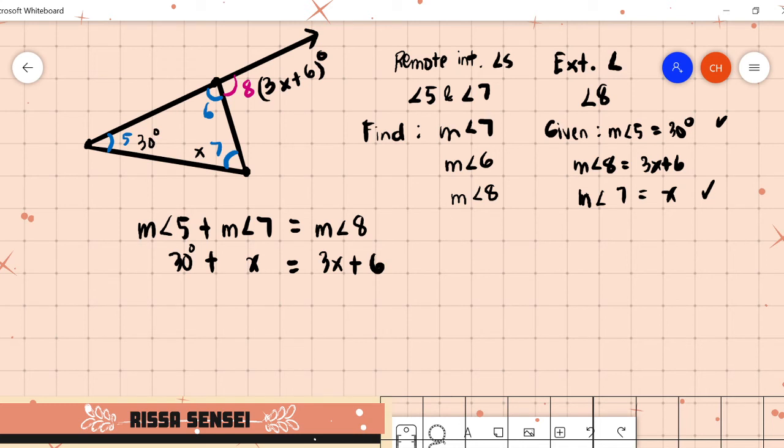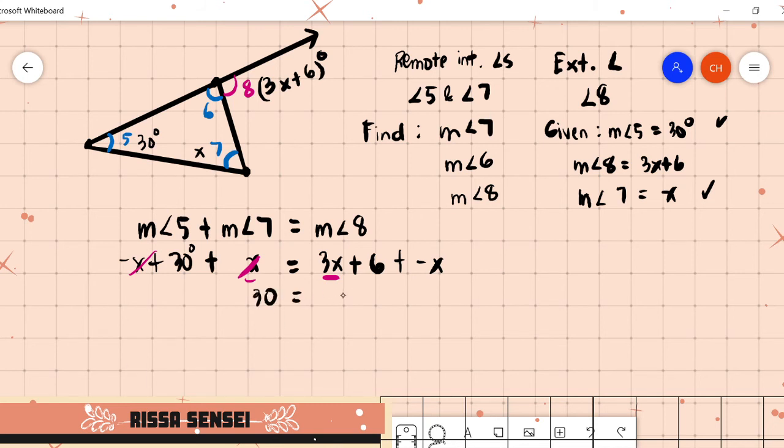O ngayon, anong gagawin natin? We will combine like terms. Of course, we cannot combine 30 and x. Okay? So, ano ang mga like terms natin? We have x and 3x here. So, dapat nasa isang side lang sila ng equation. So, add tayo ng negative x on both sides. Makakancel na ito because 0 lang naman yan.